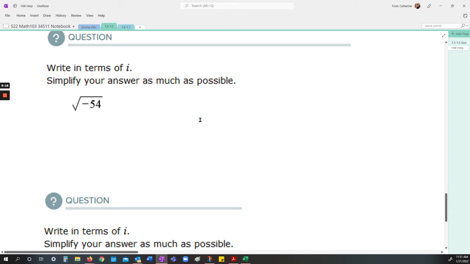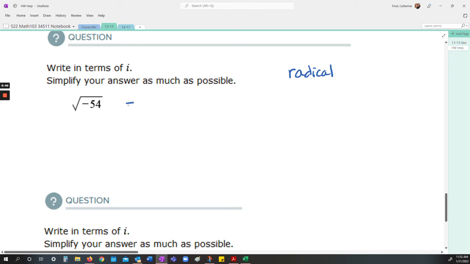So in terms of square roots, you want to have whatever's underneath this radical symbol, or square root symbol, be positive and as small as possible. So we are looking for perfect square numbers that are factors of 54.